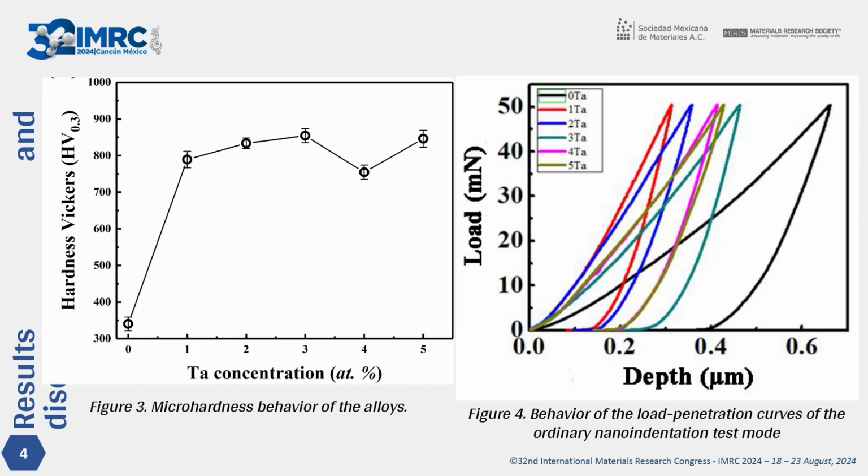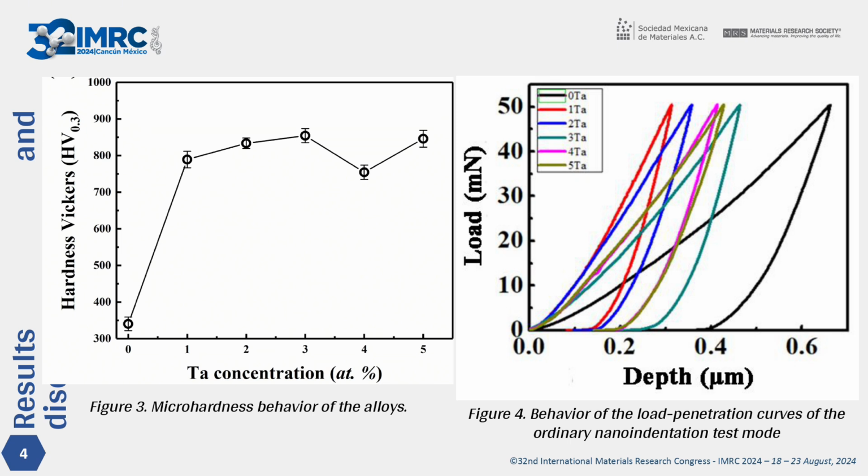Figure 3 illustrates the microhardness behavior of the alloys with their respective standard deviation obtained from the measurements of the traces left by the Vickers microhardness test. In comparison with the sample without tantalum, a slight decrease in the hardness of the samples with tantalum is observed when increasing the atomic percentage of tantalum from 1 to 2%. This stabilizes the hardness value for percentages from 2 to 4 at% of tantalum. Ultimately, the microhardness value exhibits a notable increase for the sample containing 5 at% of tantalum.